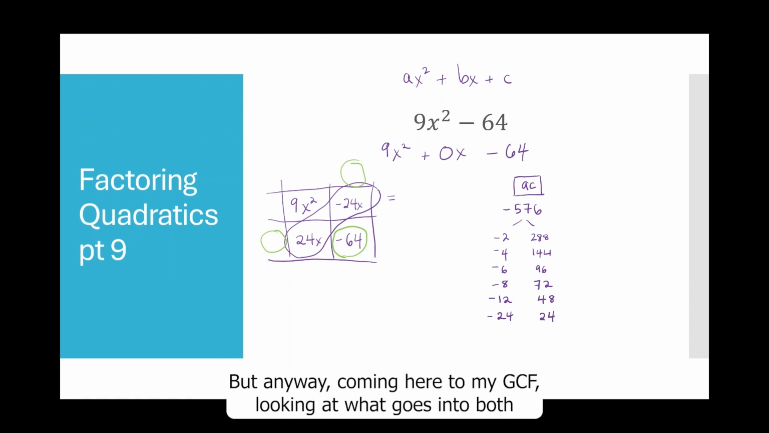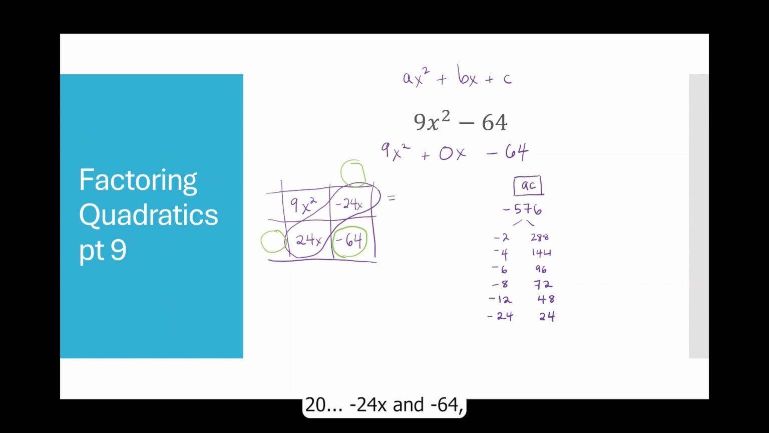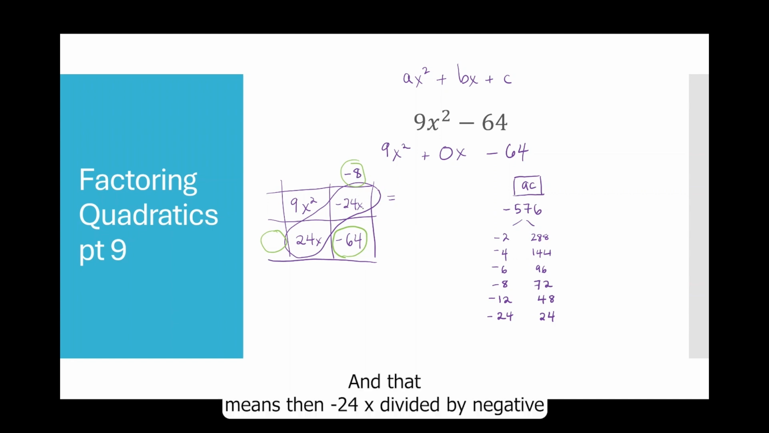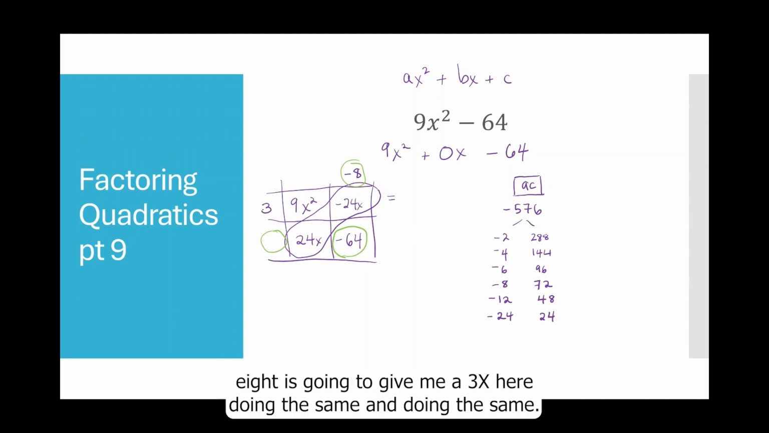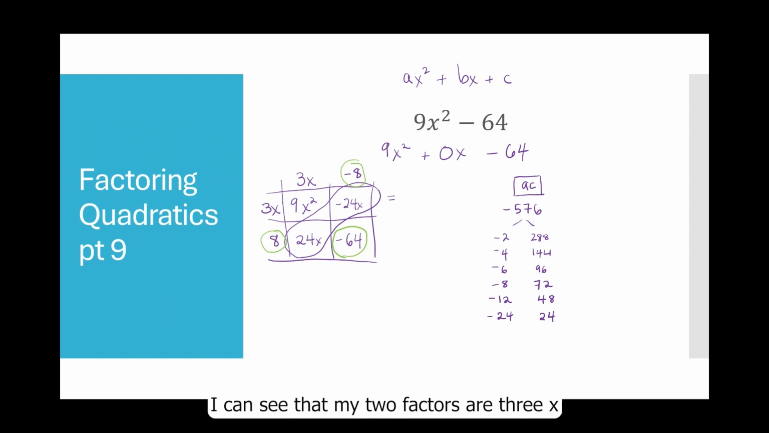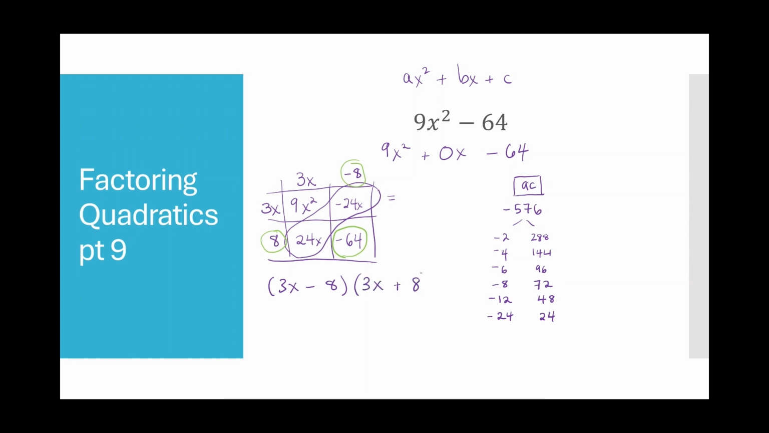But anyway, coming here to my GCF, looking at what goes into both negative 24x and negative 64, I'm going to put negative 8 here. And that means then negative 24x divided by negative 8 is going to give me a 3x here. Doing the same and doing the same. I can see that my two factors are 3x minus 8 times 3x plus 8.